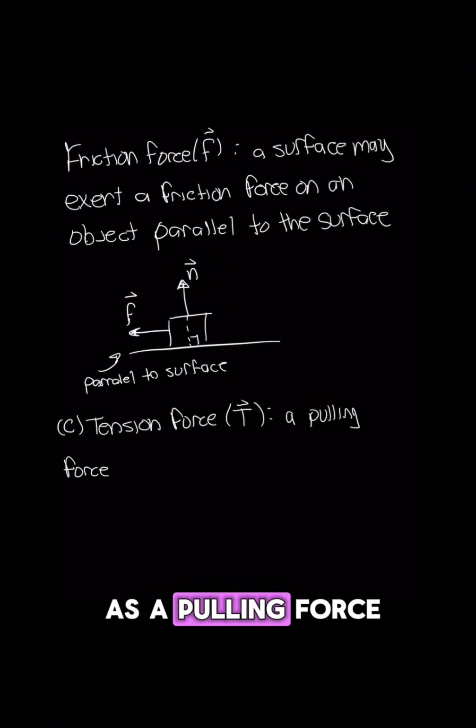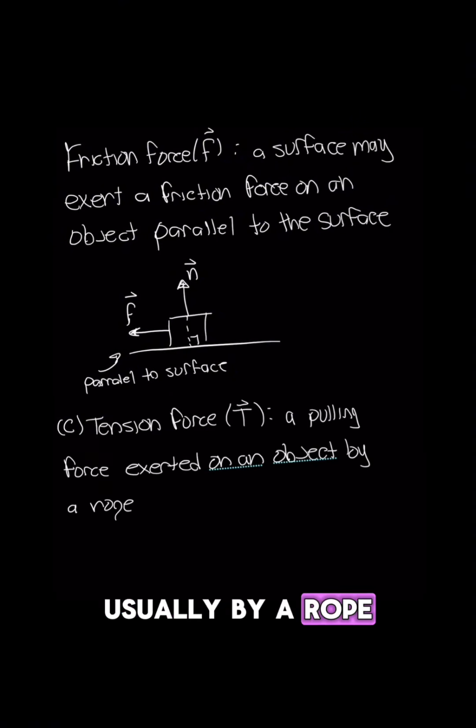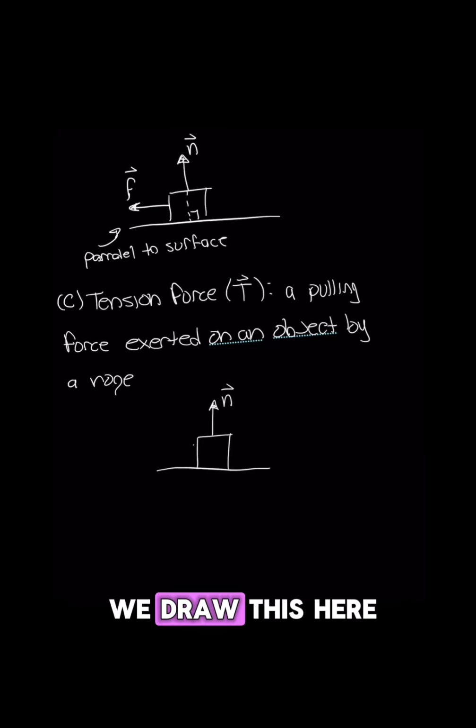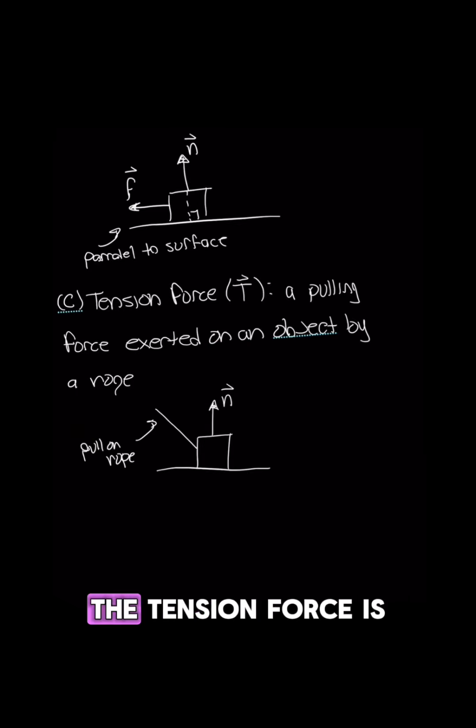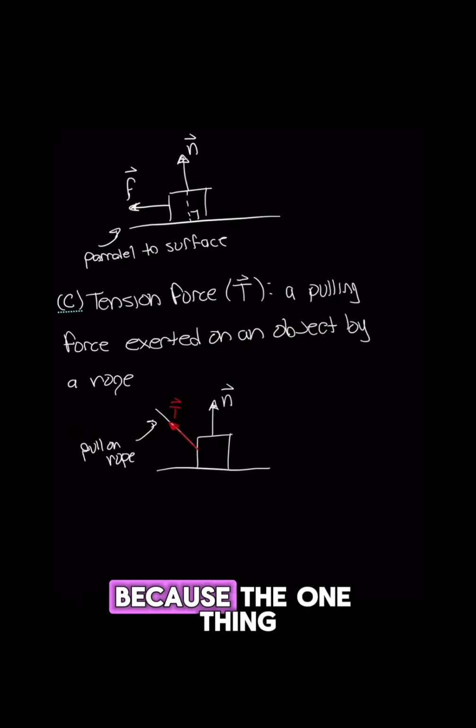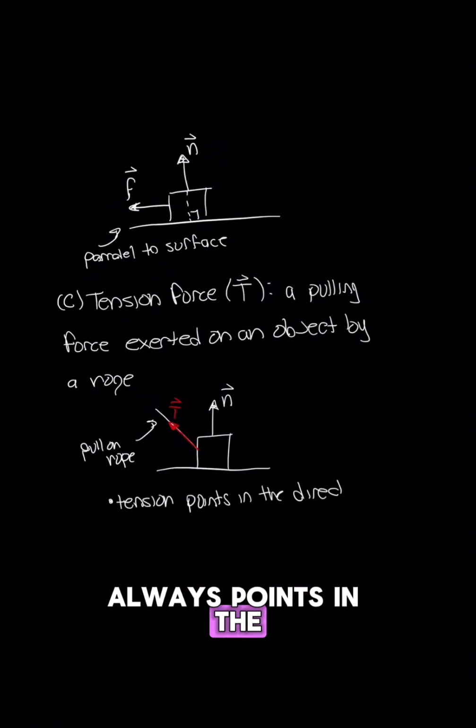And then another popular one is the tension force. This can be defined as a pulling force exerted on an object, usually by a rope. So if we draw a diagram here, this can be the rope, and if we pull on it, the tension force is going to be in that direction, because the one thing to know is tension always points in the direction of the pull.